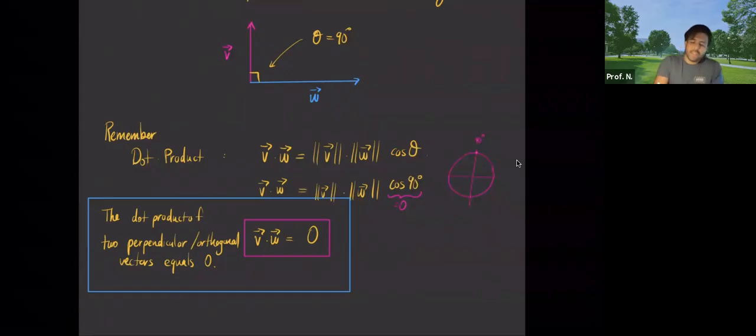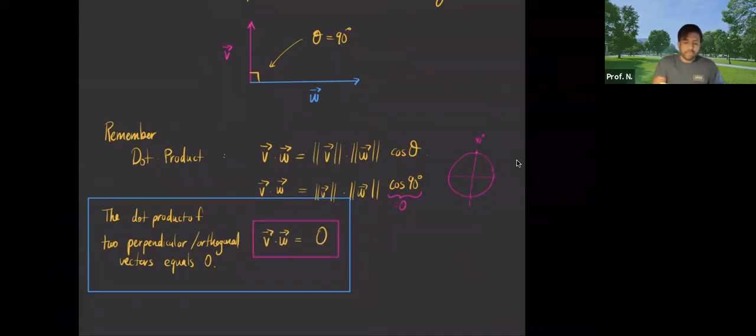And this idea can be developed when you learn about lines and planes and how to find the equations for a plane, and you talk about the normal vector, you talk about two vectors. All of that is based upon the fact that the dot product of two vectors that are orthogonal is 0.